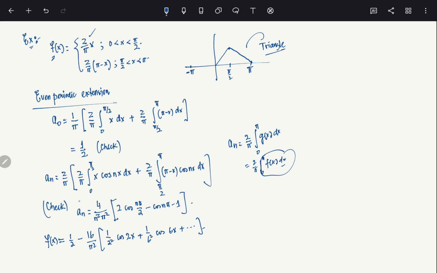So this part you have to check. Yeah, please do check. One good thing about checking is you will get a very good idea of what exactly is happening, and you will get confidence of how to do it. So that's your even periodic extension.